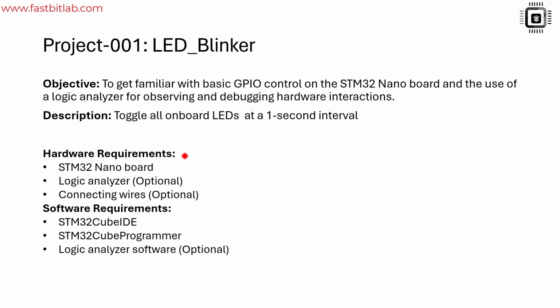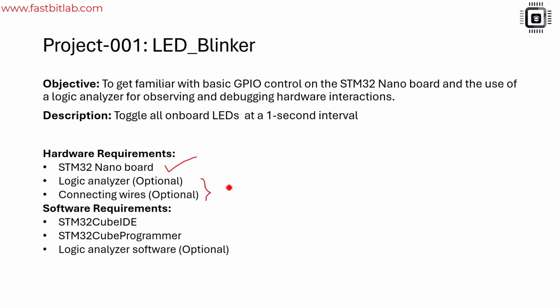The hardware requirement for this project is that you need to have an STM32 Nano board or any STM32 board. It need not be an STM32 Nano board. You can use any STM32 board. And these are optional, just to observe the toggling of GPIOs. So you would need a logic analyzer and connecting wire. These are absolutely optional, but I'll show you how to use the logic analyzer to debug the toggling of GPIOs.